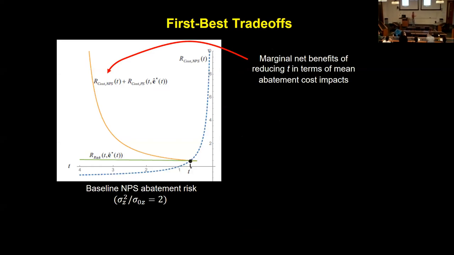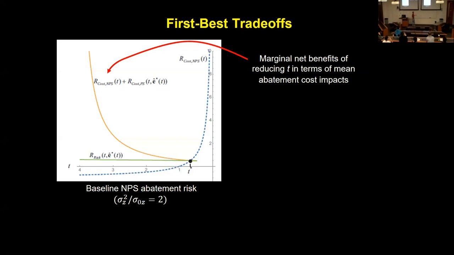We can look at these trade-offs out of equilibrium by developing these curves. This curve here, just ignore this one for now. I couldn't really delete it from this slide. This is done in Mathematica long before. But this term here is the sum of those mean cost effect terms. This is the marginal net benefits of reducing t in terms of mean abatement cost impact.